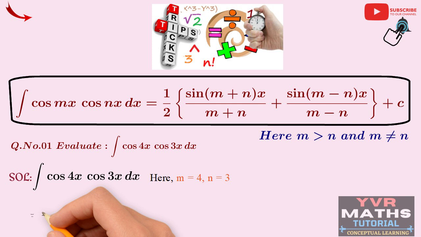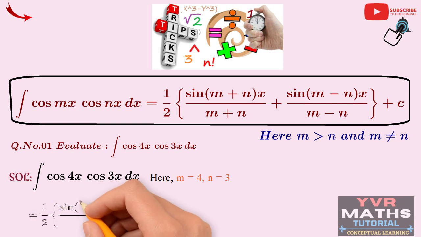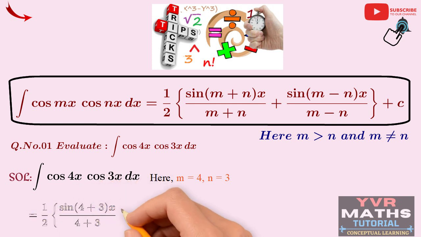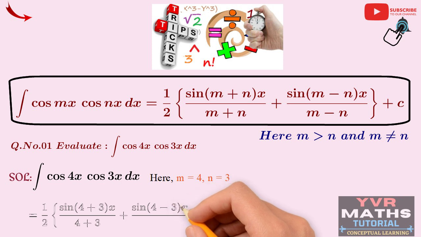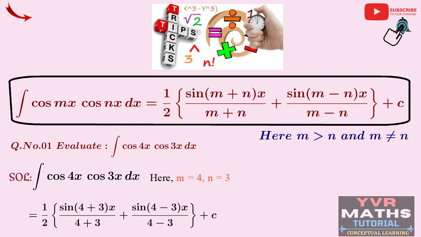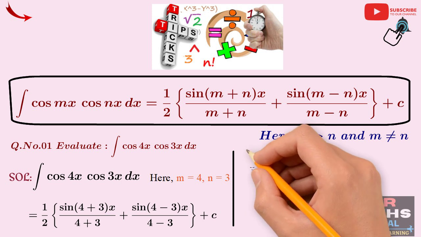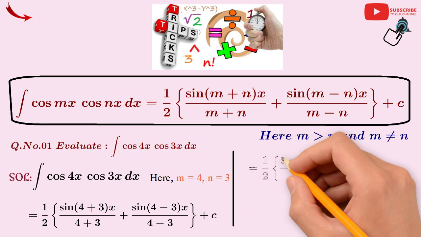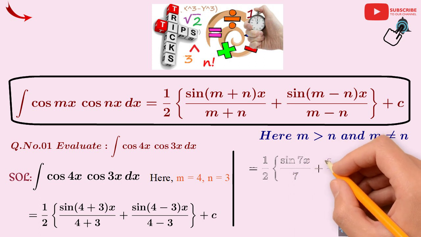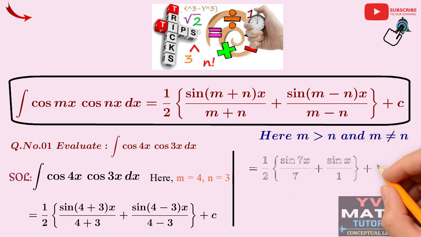See here, half into sine of (4 plus 3)x by (4 plus 3) plus sine of (4 minus 3)x by (4 minus 3) plus c. So I applied m is equal to 4 and n is equal to 3 in the formula. If you simplify this one, then the next step is 1 by 2 into sine 7x by 7 plus sine x by 1 plus c.